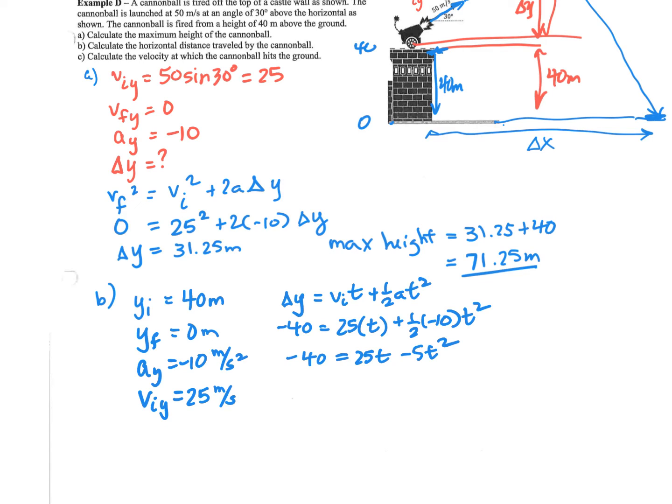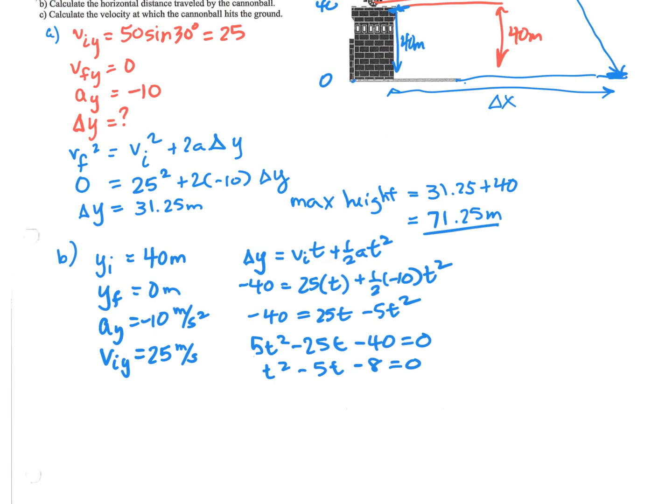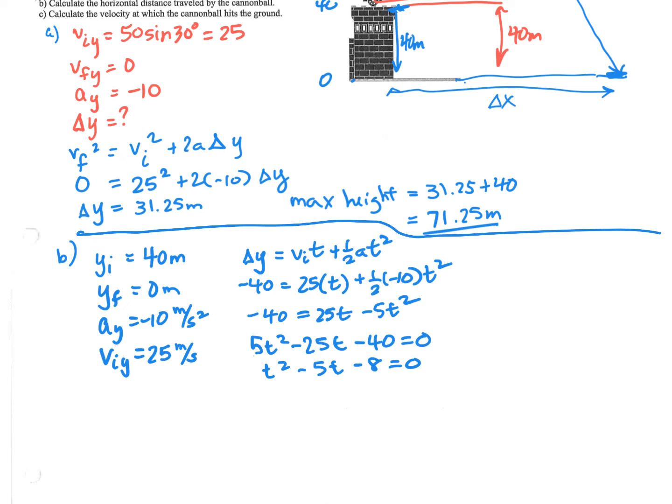This is a quadratic, so I need to move everything to the other side. So I get 5t squared minus 25t minus 40 equals 0. That is not factorable. I'm going to divide by 5. So I get t squared minus 5t minus 8 equals 0. And then you can really see it's not factorable. Since it is not factorable, we have to use the quadratic equation. If you don't remember the quadratic equation, in this case it would be t equals negative b plus or minus square root of b squared minus 4ac, all over 2a.